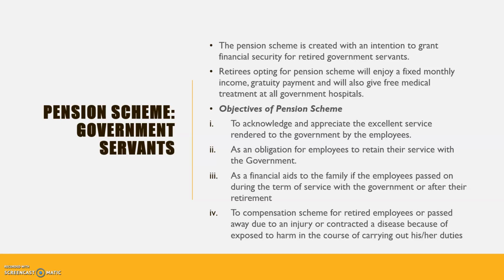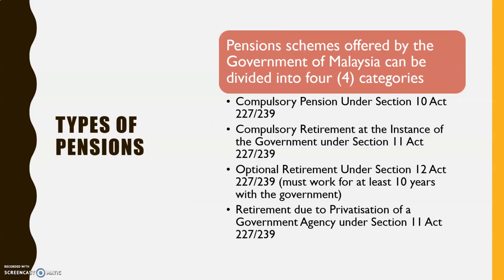And lastly, a compensation scheme for employees who retire or pass away due to injury or contracting a disease because of exposure to harm in the course of carrying out his or her duty. These are the four objectives of the pension scheme.